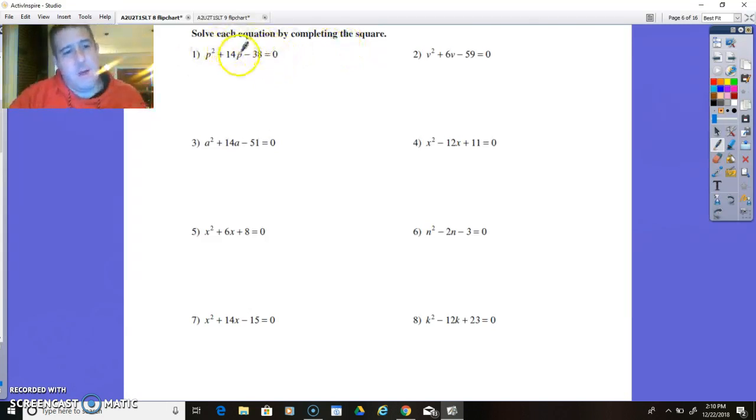Once again, a reminder, good method when there's no leading coefficient, so there's no a term. Notice in all these questions, there's no a term. It's just p squared, just a squared. There's no number in front. And also notice that all of the b terms are all even numbers. If this was an odd number, I probably wouldn't use this strategy.